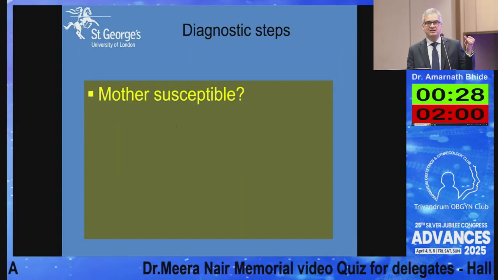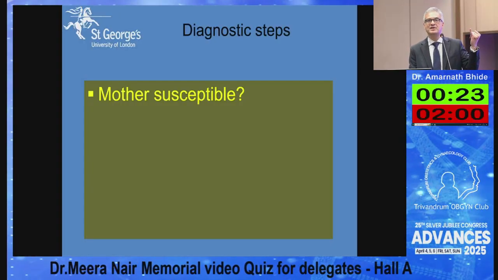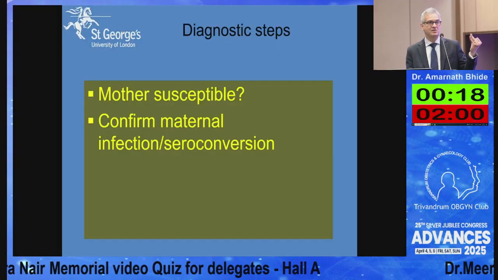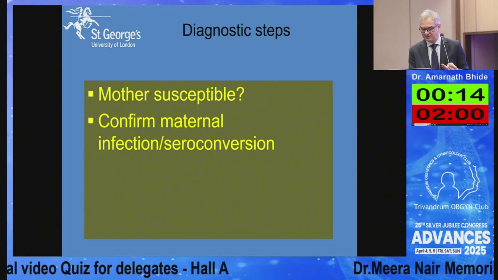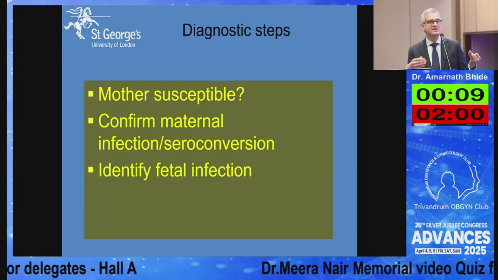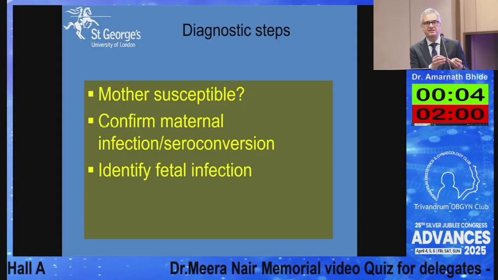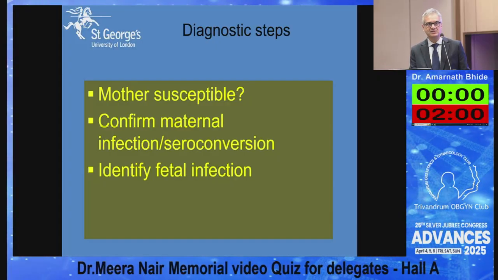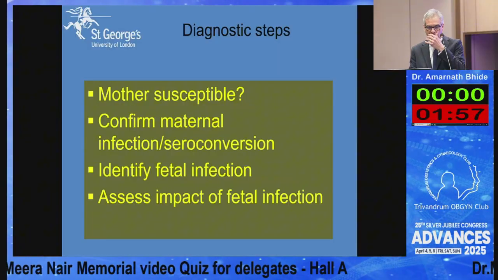So diagnostic steps are, first of all, determine if the mother is susceptible, and that is by looking at IgG. Second, confirm maternal infection or seroconversion. If that has not occurred, baby cannot get infected. And lastly, identify fetal infection, and that sometimes may need an amniocentesis to document that. Because even if the mother is seroconverted, for example, for cytomegalovirus, doesn't mean the baby has got the infection, and an amniocentesis will show that.